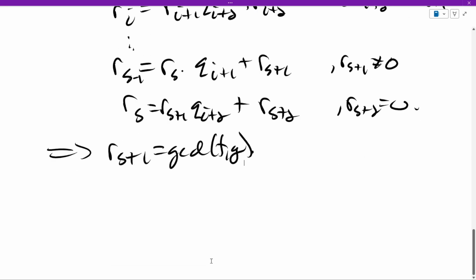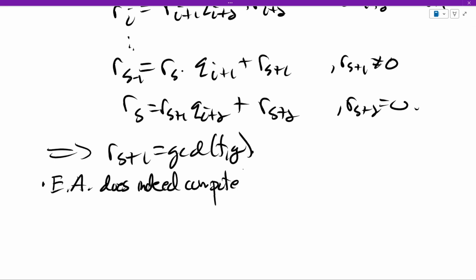Okay, and it's a standard proof that the Euclidean algorithm does indeed compute the GCD. That we're not going to do, but it's in any ring theory book. All right.